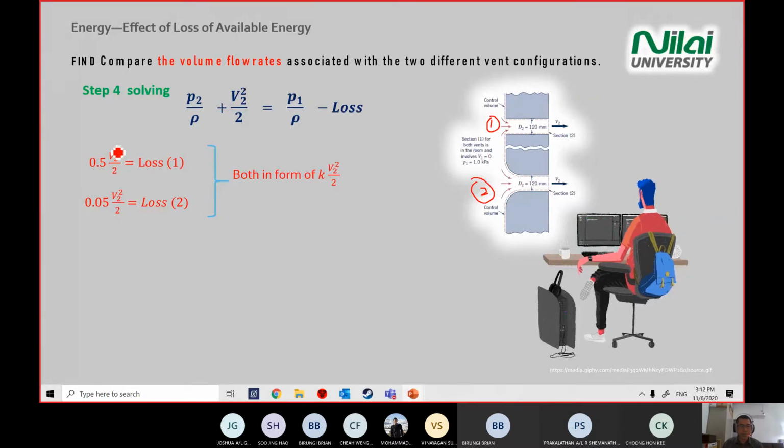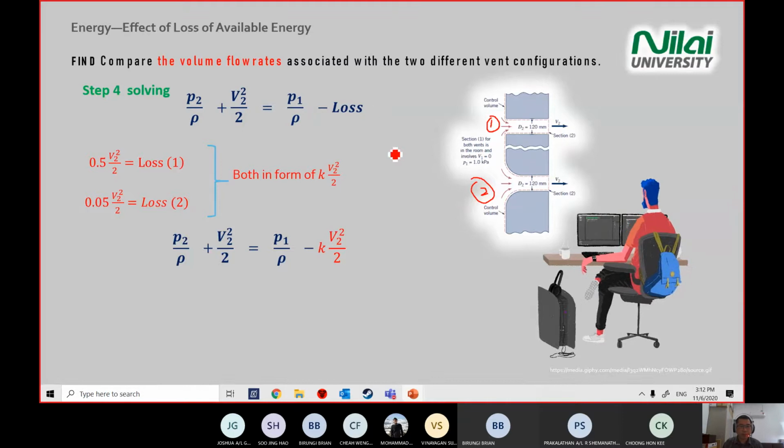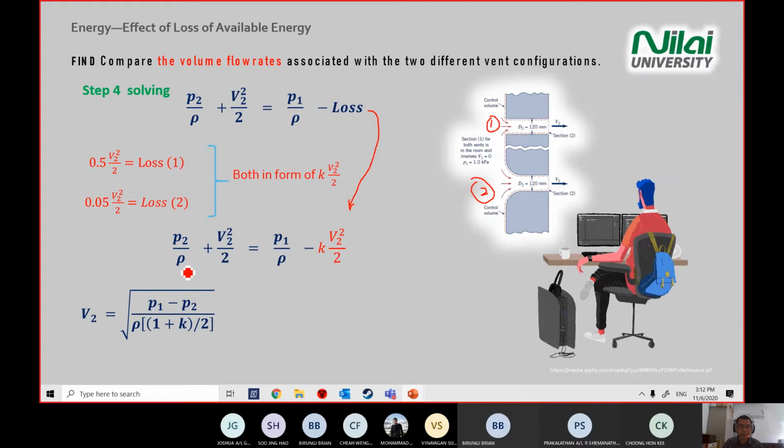Again, this is just a side note for the structure of this equation. Both of these are in the form of K, a constant value, times V squared divided by 2. So we can put this equation in this general form, meaning we modify our mechanical energy equation a little bit into this form. So we have P2 divided by rho plus V2 squared divided by 2 equals P1 divided by rho minus K V squared divided by 2.